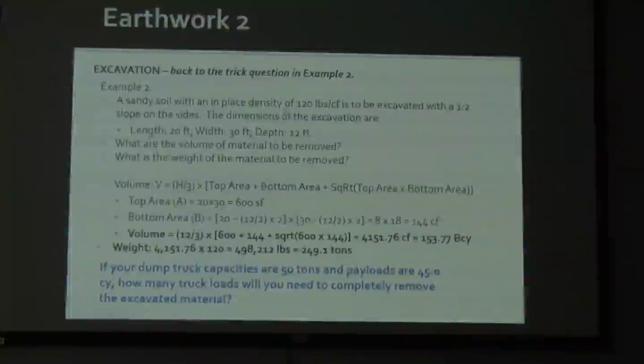Example 2: a sandy soil with an in-place density of 120 pounds per cubic foot is to be excavated with a 1-to-2 slope on the sides. The dimensions of the excavation are 20 by 30 by 12. What is the volume of material to be removed, and what is the weight of the material to be removed?